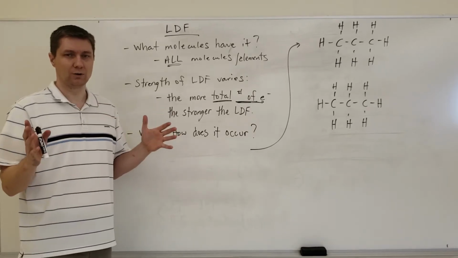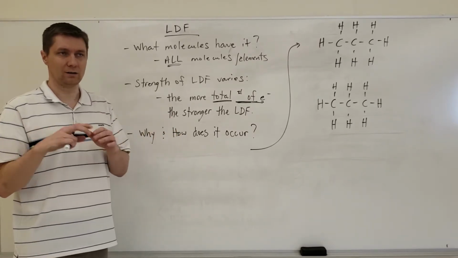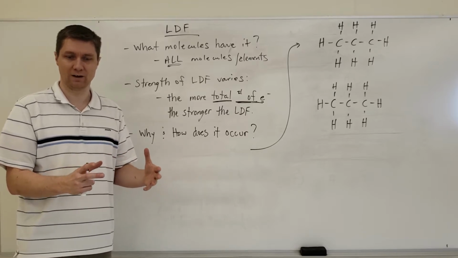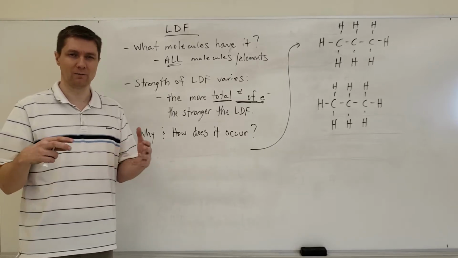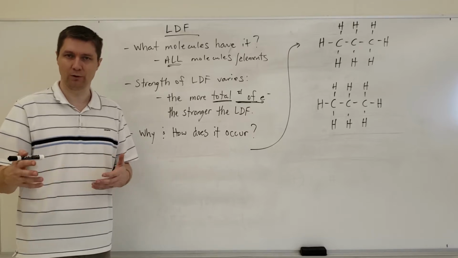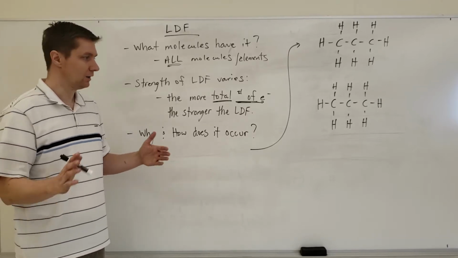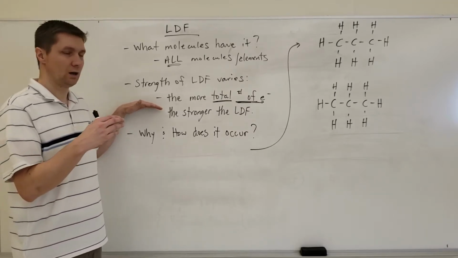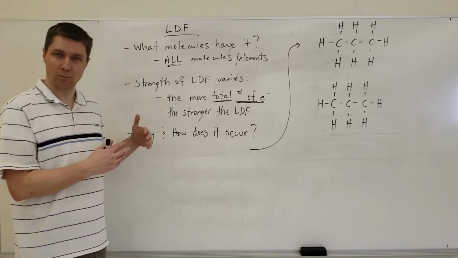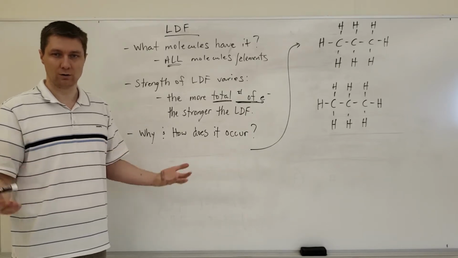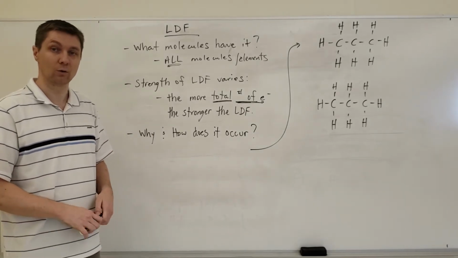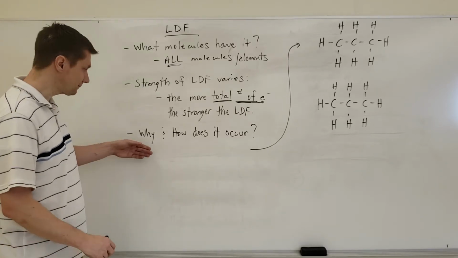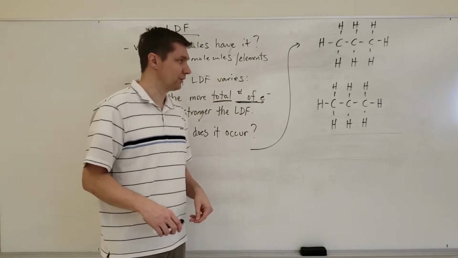That's all you really need to know in terms of the number of electrons and the strength in which London dispersion forces varies. We'll talk more about the variance of that force when we talk about boiling points and melting points, but for now, as long as you understand that the more total number of electrons an element or a molecule has, the stronger the London dispersion force is going to be for that molecule or element. Now, how does this occur exactly? Well, I've got an example over here that I'll run through with you guys.